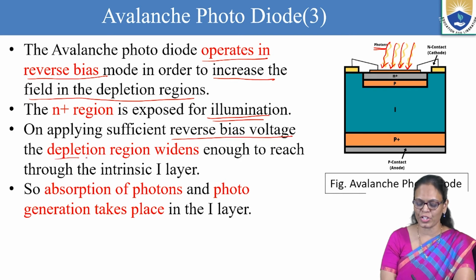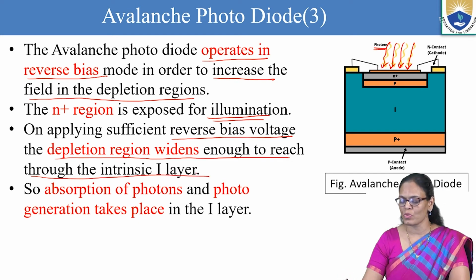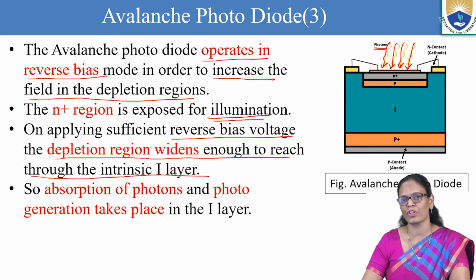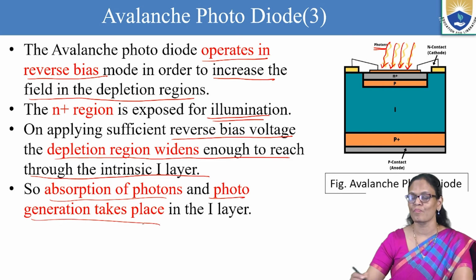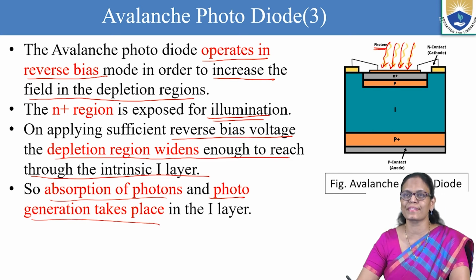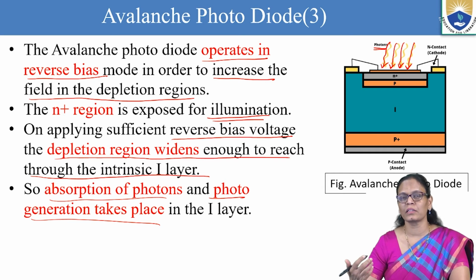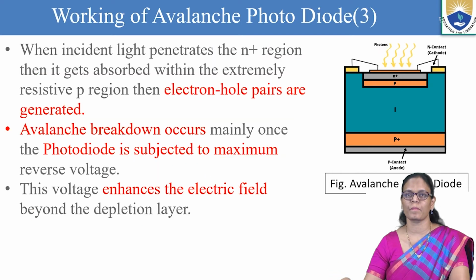The width of the depletion layer widens enough to reach throughout the intrinsic layer. As the width of the depletion layer goes on increasing, at one point of reverse bias voltage, the whole of the intrinsic layer will become depletion layer, and the absorption of photons and photogeneration takes place. As more and more photons are incident on this N layer, this energy is absorbed by the intrinsic layer, and then electron hole pairs are being generated.